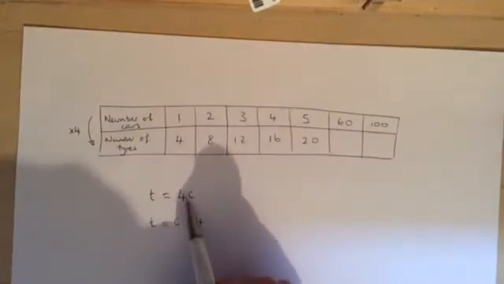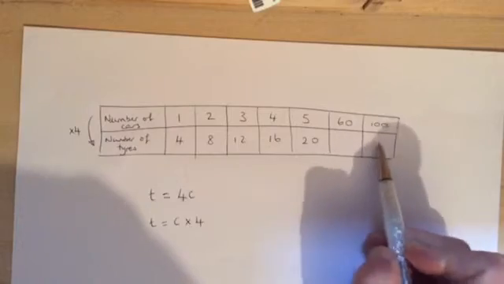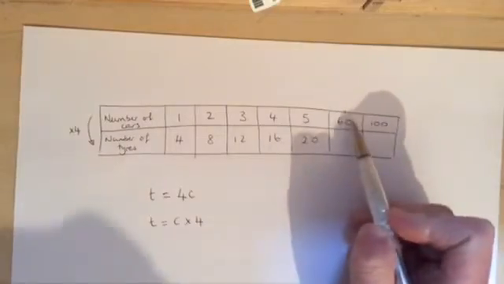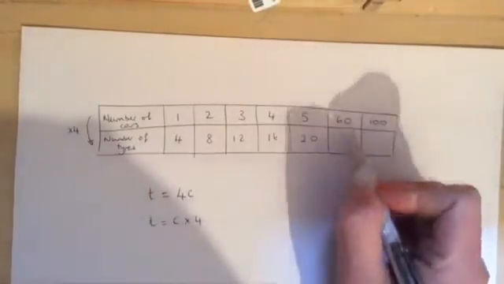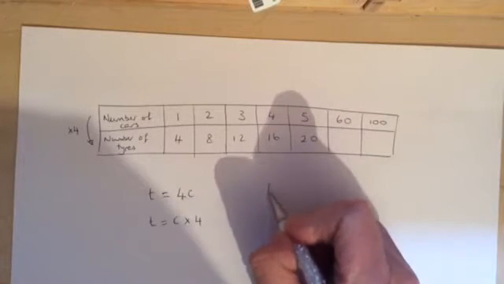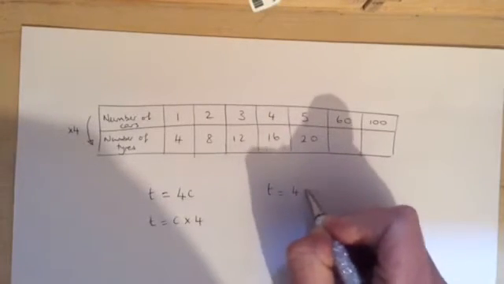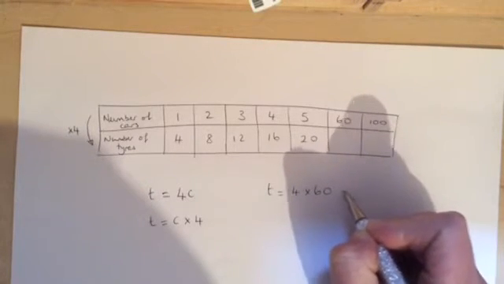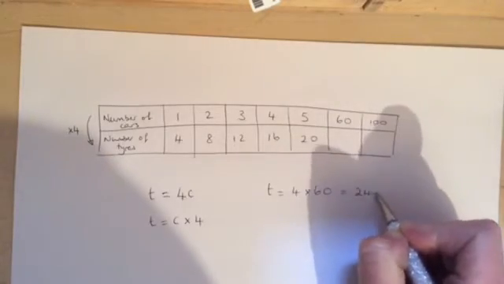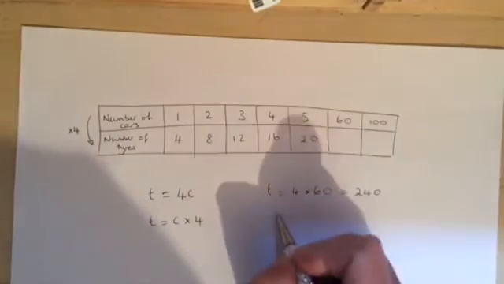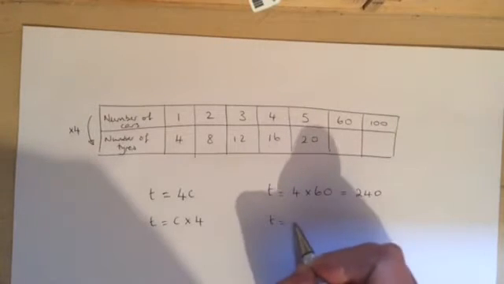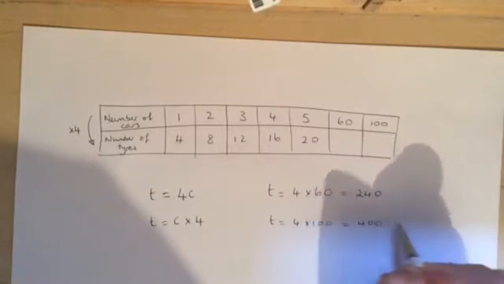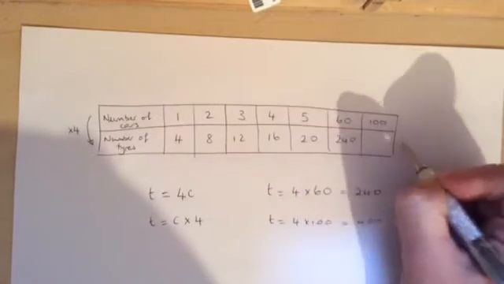We can use this information then to work out the missing information. So if I substitute the letter C for that number to work out how many tyres for 60 cars, it would be T equals 4 times 60. And I know 4 times 6 is 24, so 4 times 60 must be 240. Likewise, if I was looking at 100 cars and I wanted to substitute 100, it would be T equals 4 times 100, which equals 400. And then I can add that information to my table.